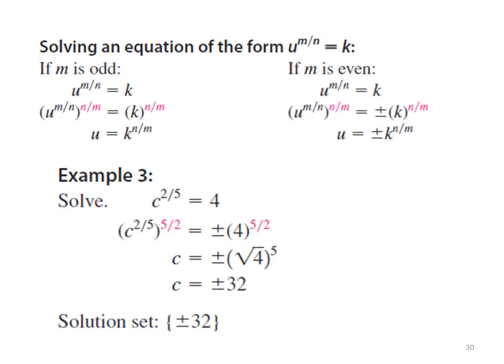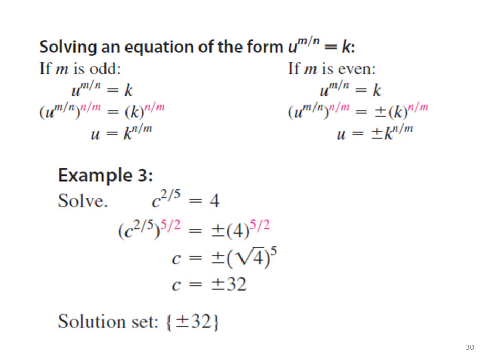In the case where m is even, you do the same thing. You raise both sides to the power n over m, but now because m is even, you will have two solutions: minus or plus the right hand side k raised to the power n over m. So you have to be careful whether m is even or odd. In the case where m is odd, you'll have only one solution. If m is even, you will have two solutions.